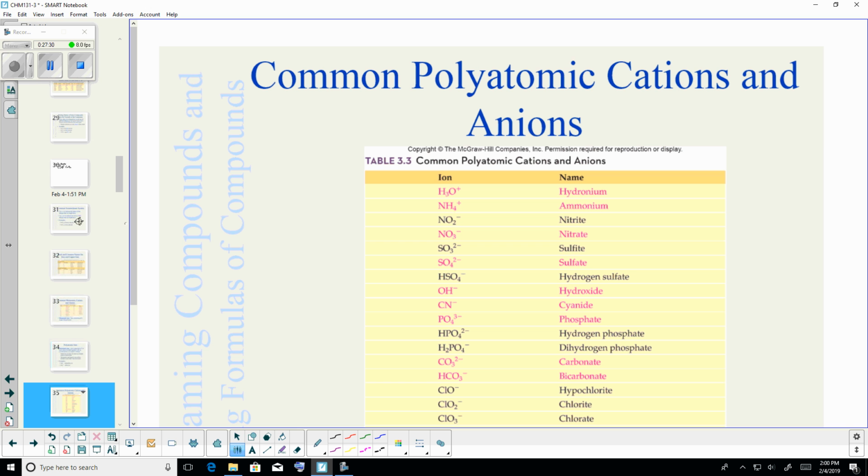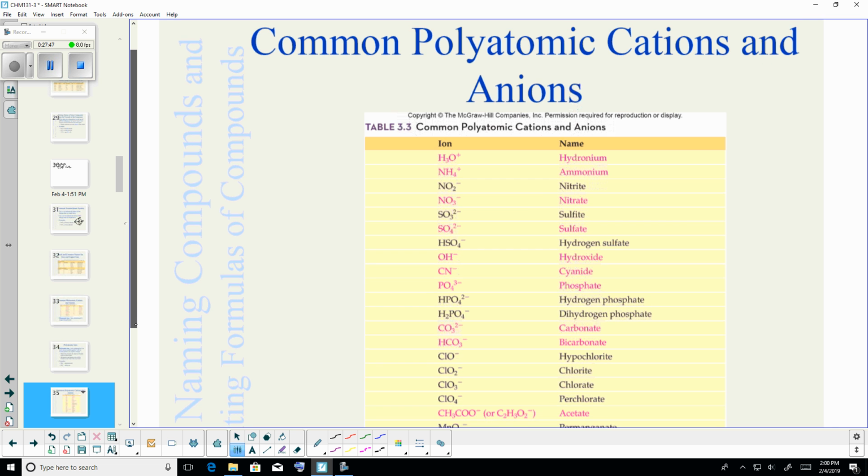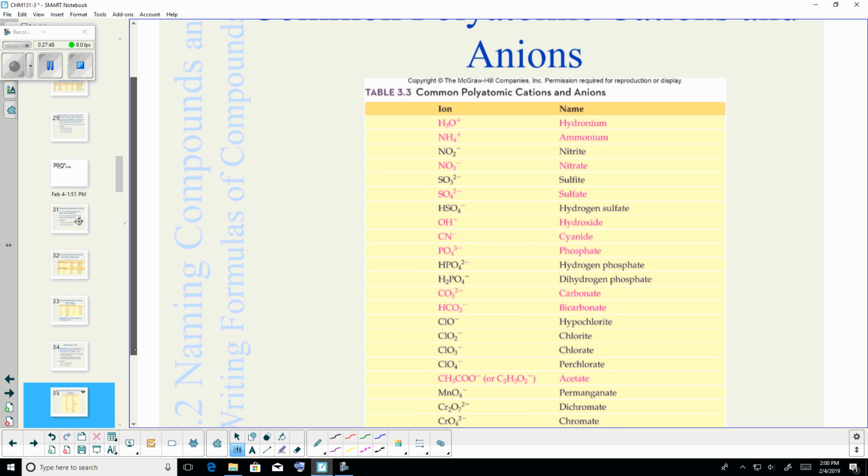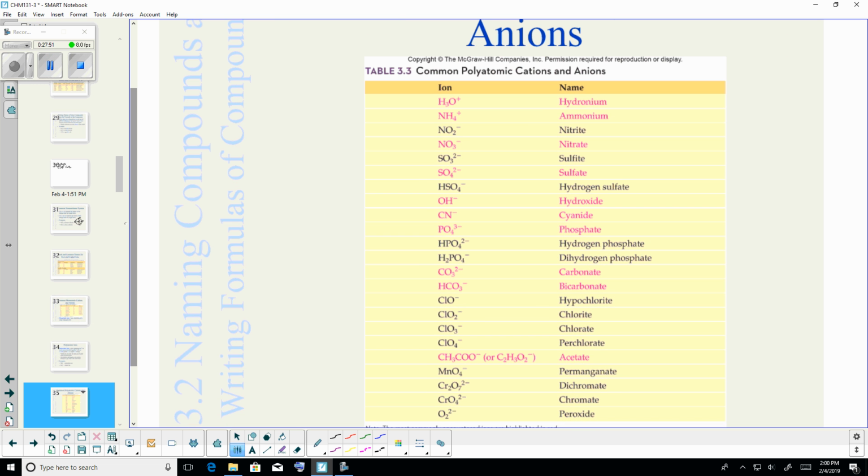So you have the hydronium, the ammonium, the nitrate, nitrite, sulfite, sulfate, hydrogen sulfate, hydroxide, cyanide, phosphate, hydrogen phosphate, dihydrogen phosphate, carbonate, bicarbonate, hypochlorite, chlorite, and chlorate. We got any more? I can get them all. Oh, perchlorate, acetate, permanganate, dichromate, chromate, and peroxide.